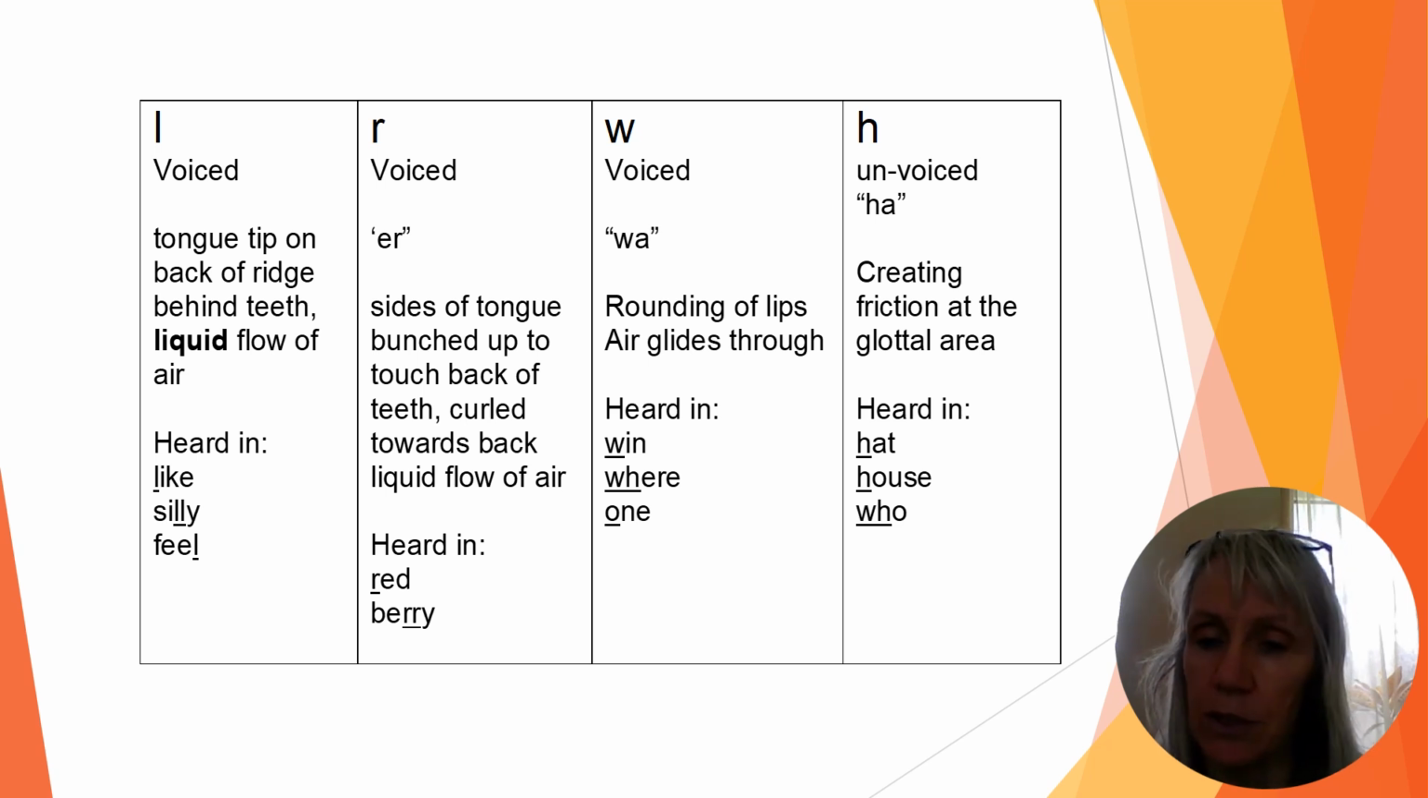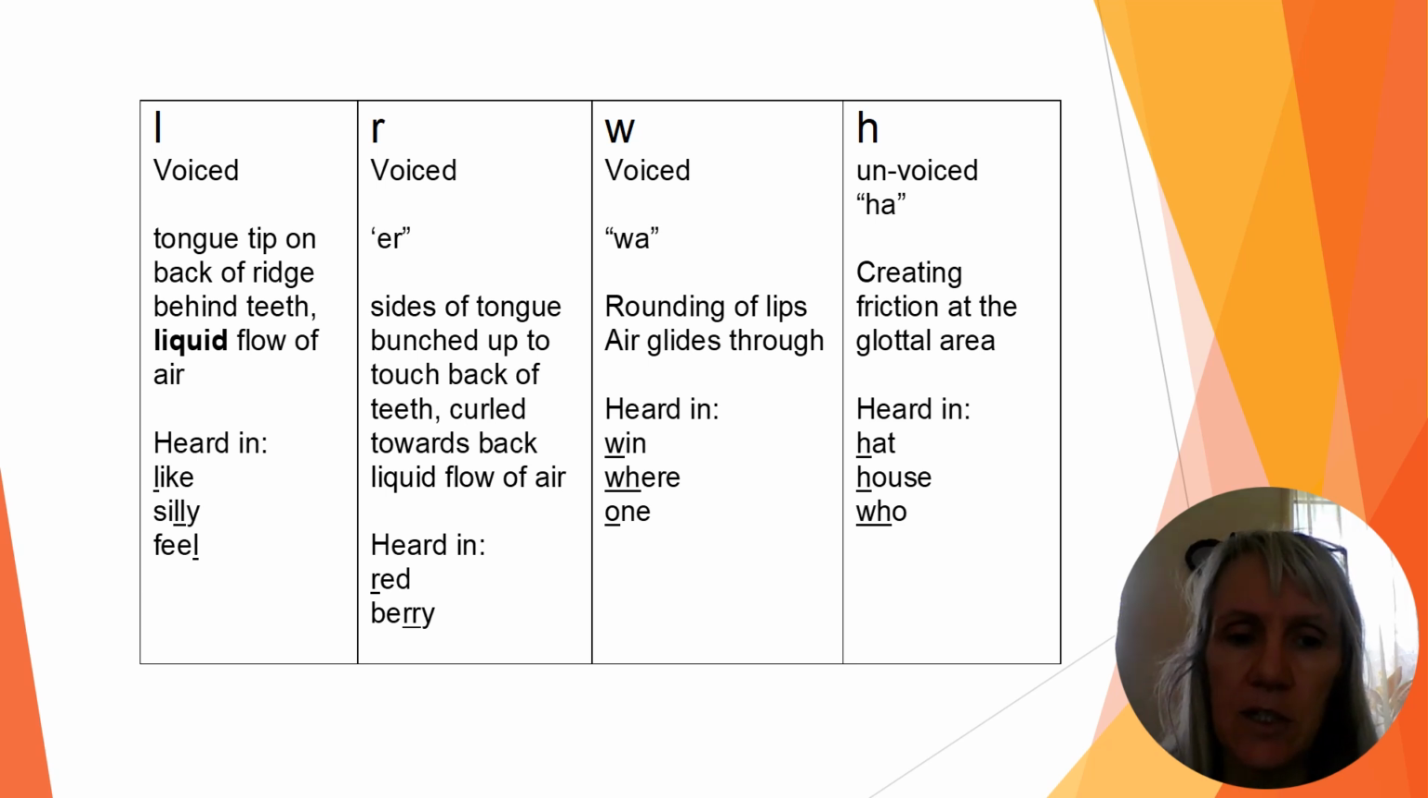Then we're moving on to what looks like an R in the Latin alphabet. This is a sound with rolling of the tongue. Sides of tongue bunch up to touch back of the teeth, curl towards the back, liquid flow of air. So we're hearing this in red, berry.